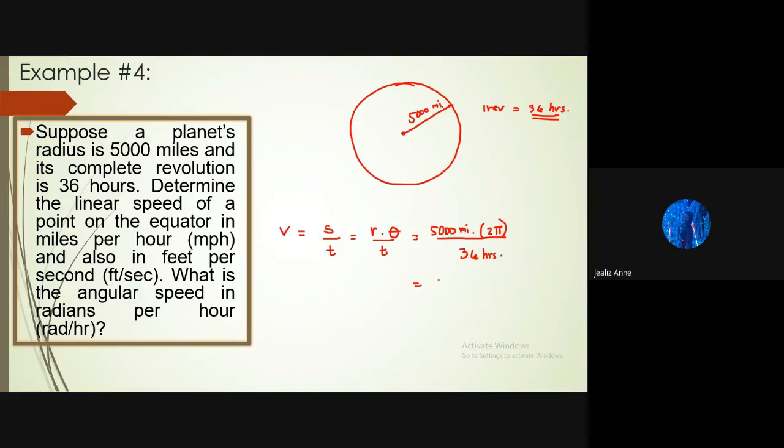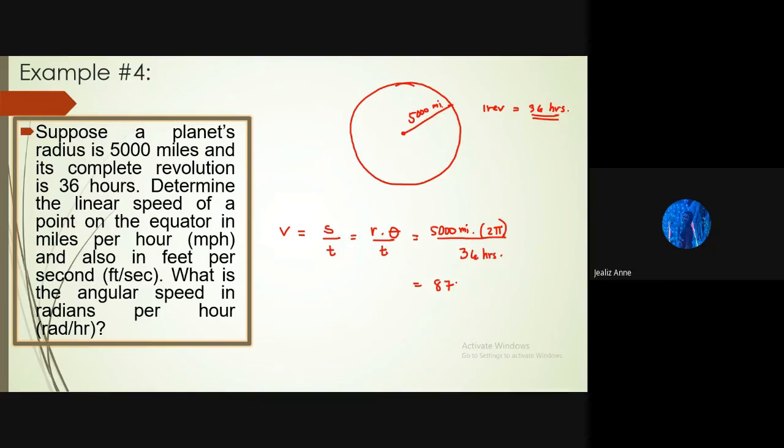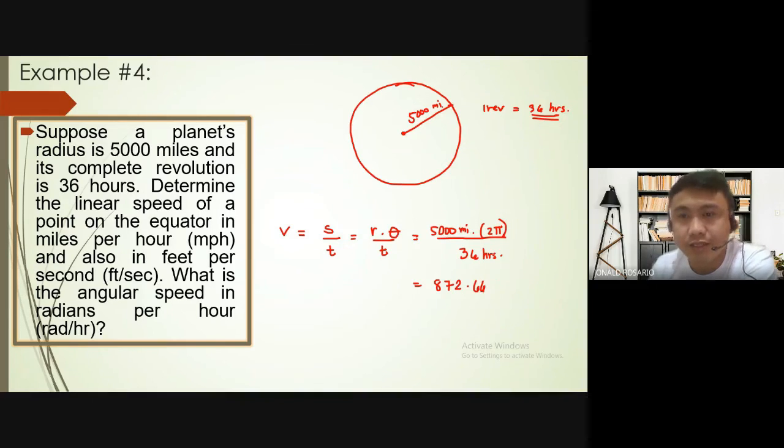872.66, sir. 870 point 66. 66. That is miles per hour, correct? Yes, sir. Okay. And ang problema natin is we're going to convert this one into feet per second.